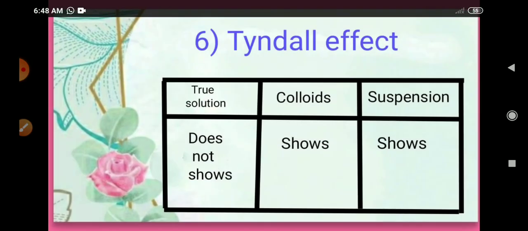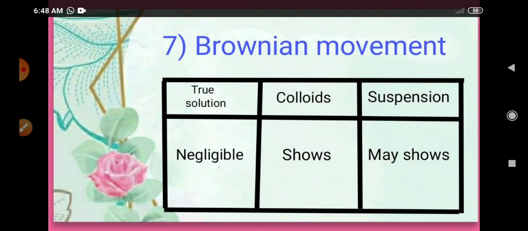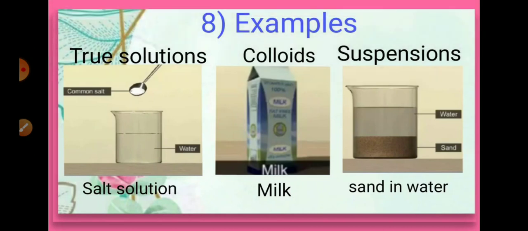Tyndall effect, that is the scattering of light by the particles, which we will discuss in detail in this chapter. When you compare the three solutions, true solution does not show the Tyndall effect, while colloids and suspension show it. Brownian movement, that is the zigzag motion of the particles. In true solution, it is negligible. Colloids show the Brownian movement, that is a zigzag motion of the particle, but suspension does not. Let us take examples of these. True solution, that is salt solution; colloids, milk; suspension, sand in water.